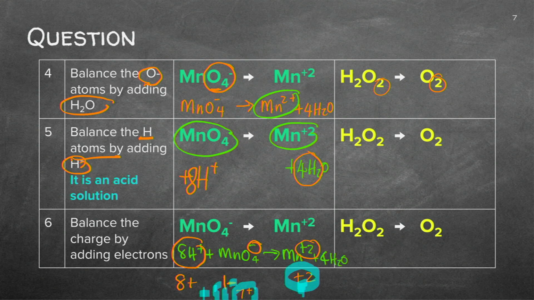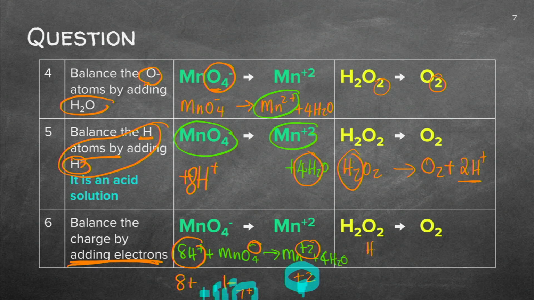We had H2O2 forming O2, and we needed to balance the hydrogen by adding hydrogen. So I've got H2O here. I'm forming O2, and I need to add 2H+. Can you see there? I've got H2 and 2H+. And then I have to add electrons to get the charges balanced.